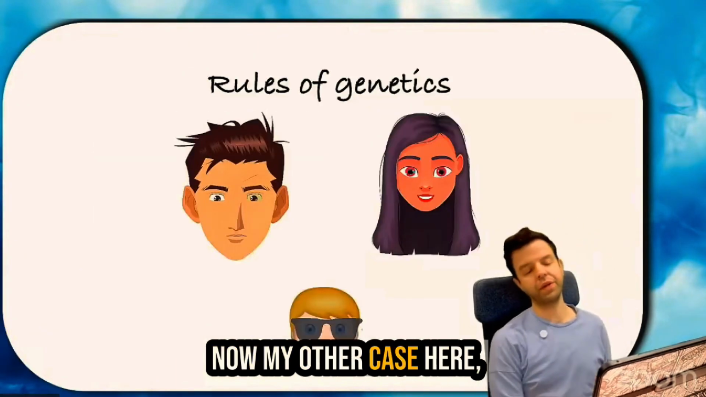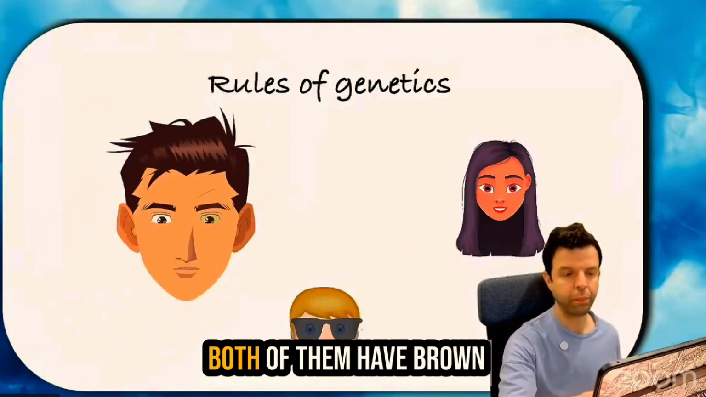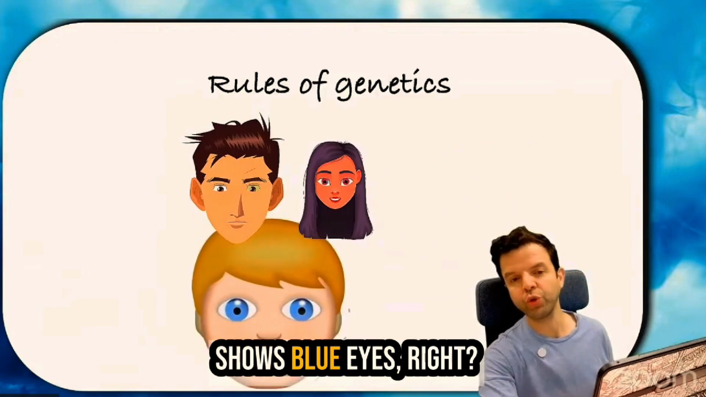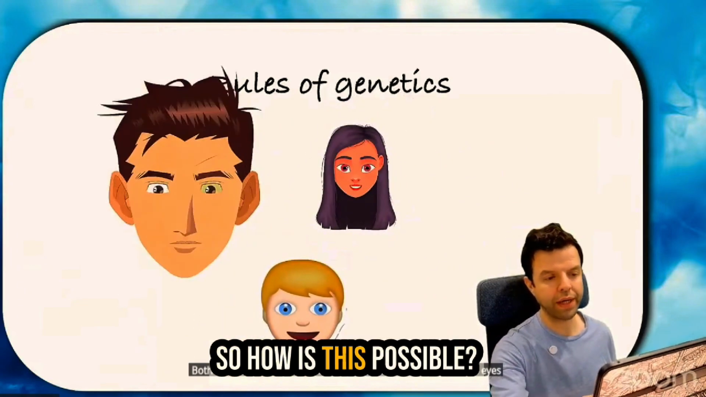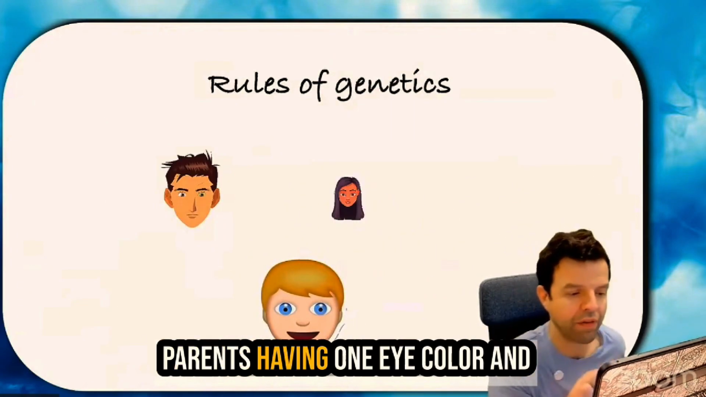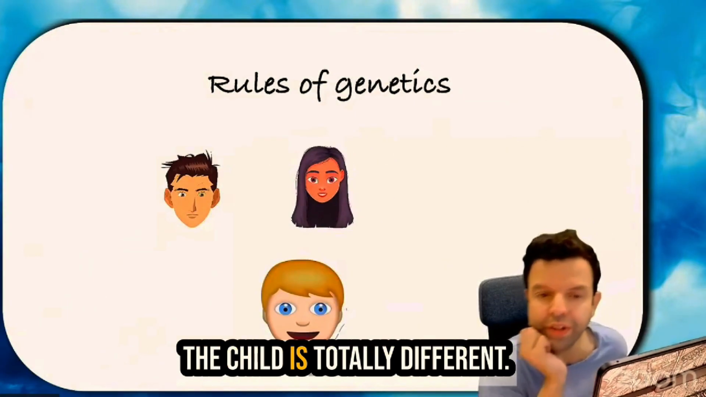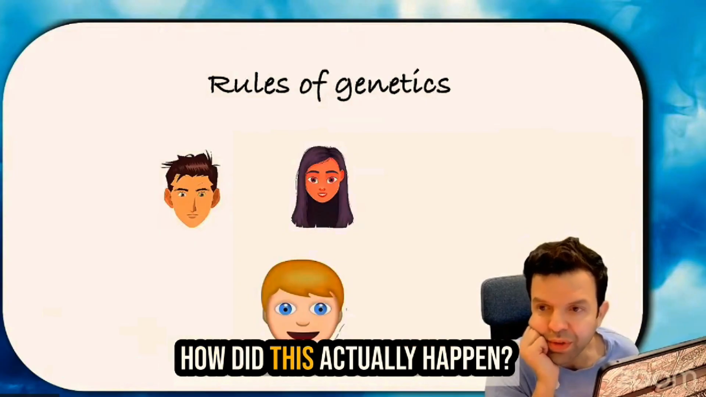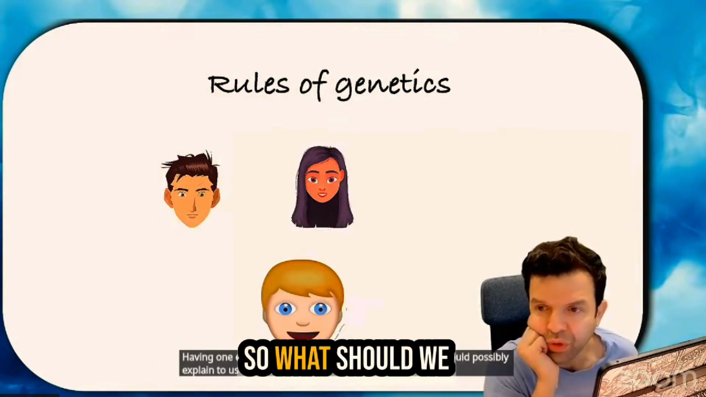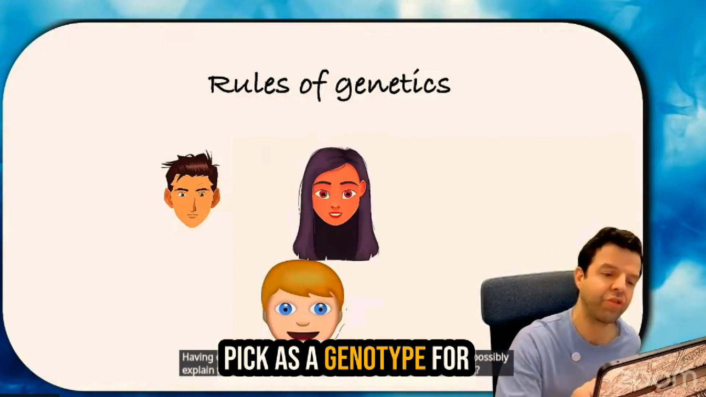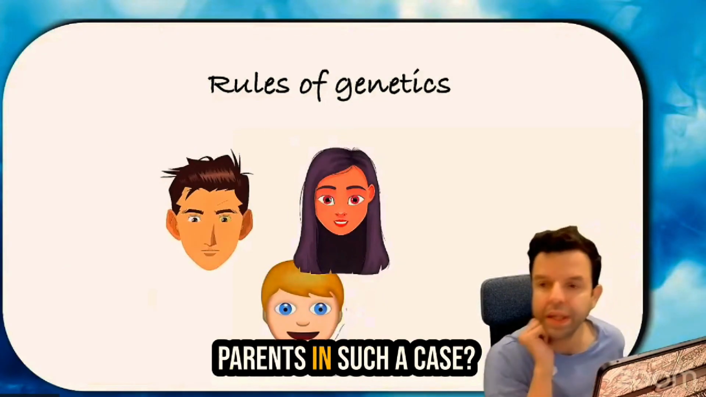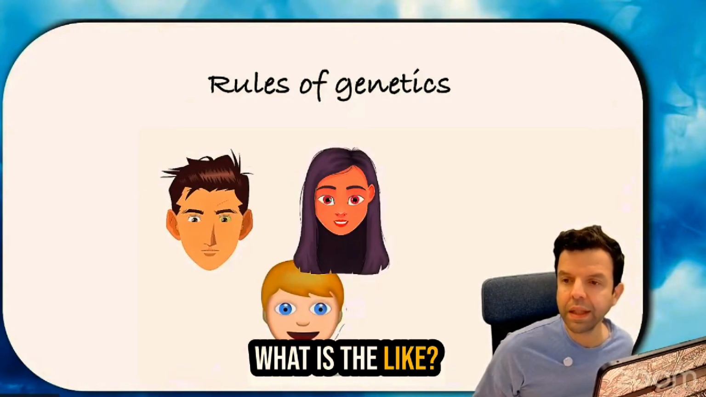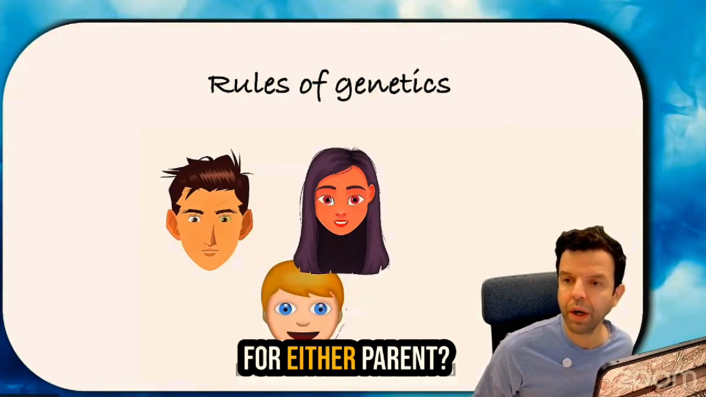Now, my other case here, she's brown, he's brown. Both of them have brown eyes, but whoops, the child shows blue eyes, right? So how is this possible? Parents having one eye color and the child is totally different. Who could possibly explain to us how did this actually happen? So what should we pick as a genotype for parents in such a case? Anyone? What is the likelihood? What am I going to pick for either parent?